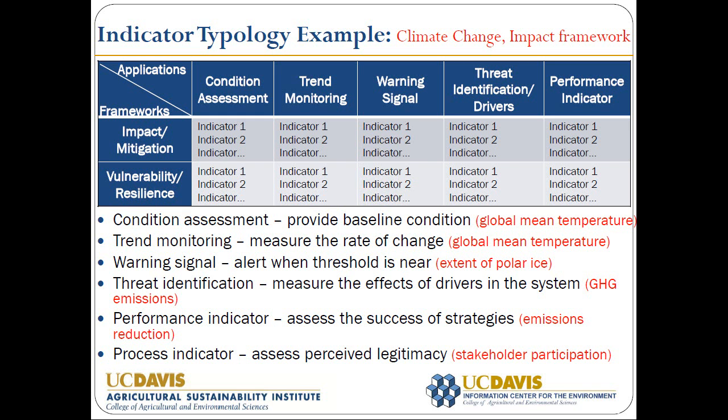Ideally, strategies will be developed to reduce impacts to natural or human systems, and indicators can be used to measure the success of these strategies. In this example, measuring emissions reductions could play that role. Finally, some indicators can be used to assess the process of strategy development, such as measuring the legitimacy of the process as seen by multiple stakeholders.